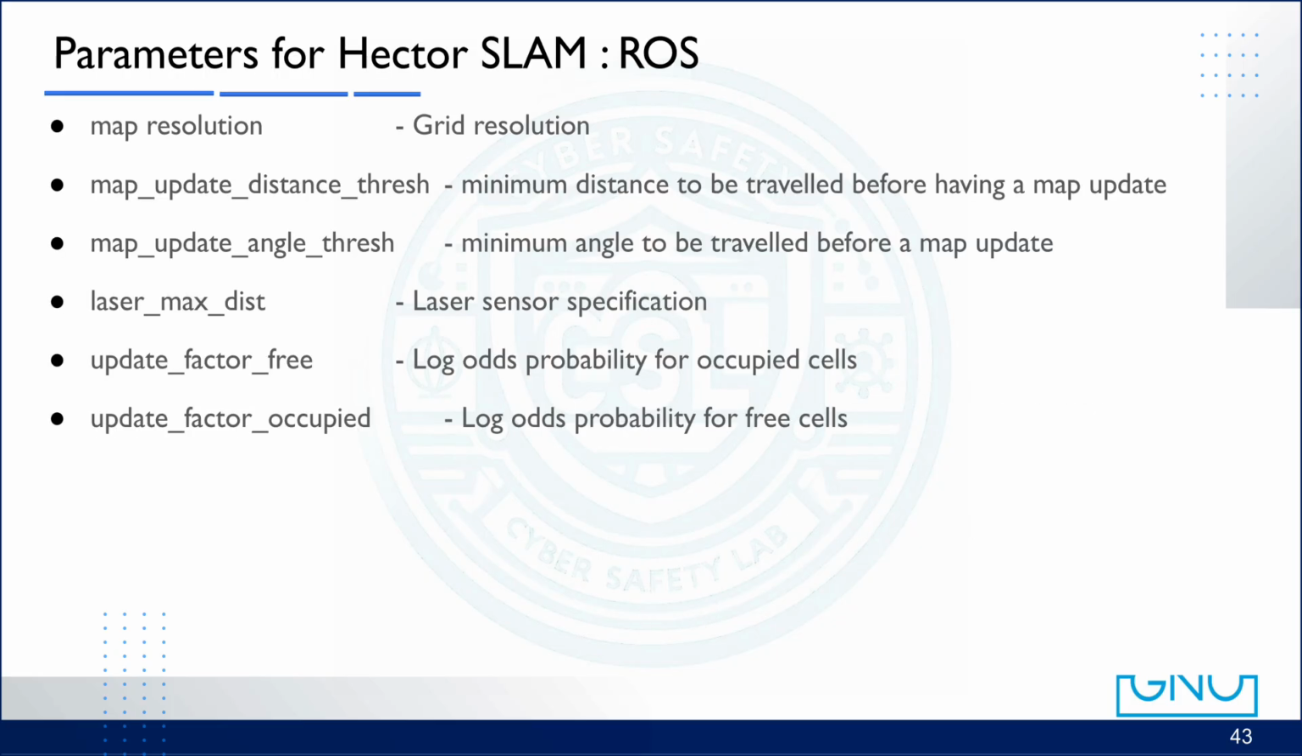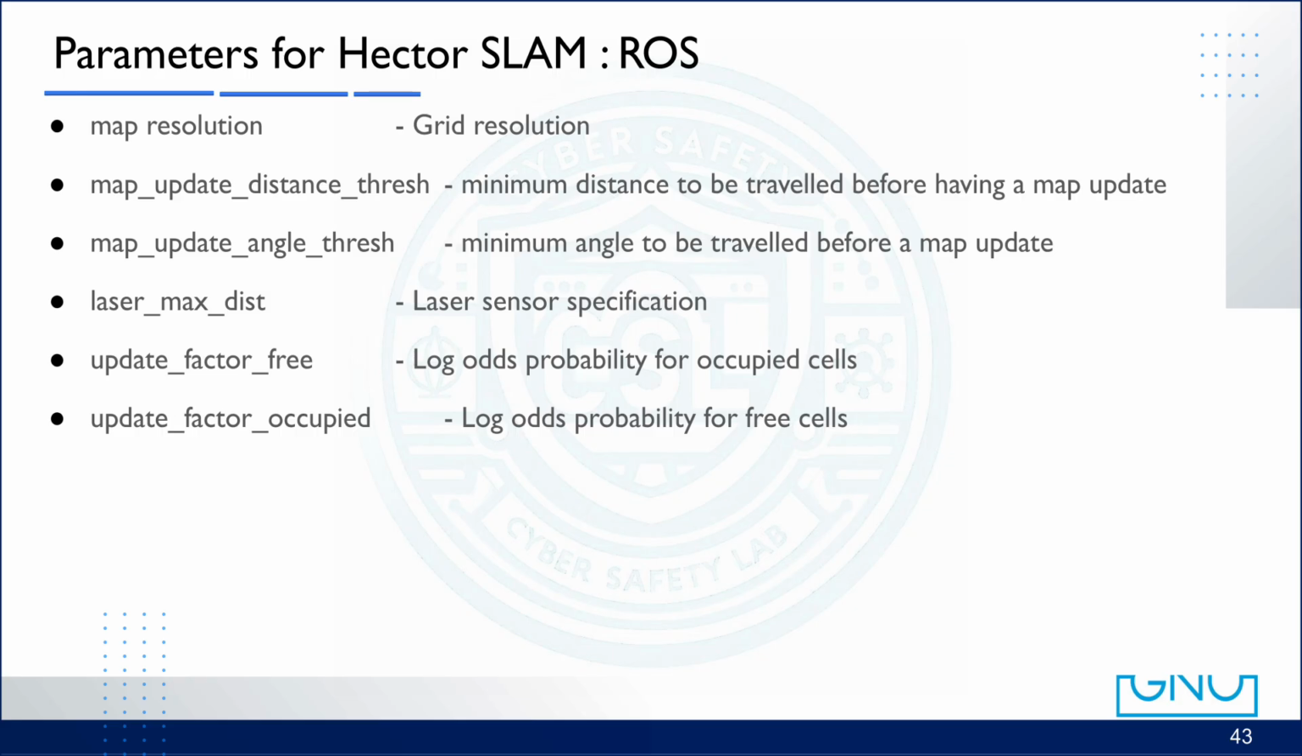When you begin using the Hector SLAM package in ROS, you will encounter several important parameters. Let me walk you through the key ones. First, map resolution. This defines how fine your occupancy grid will be. A smaller value means higher detail, but also more computation. Next, we have two update thresholds: map update distance threshold and map update angle threshold. These control how far the robot must move, or how much it must rotate before the map is updated again.